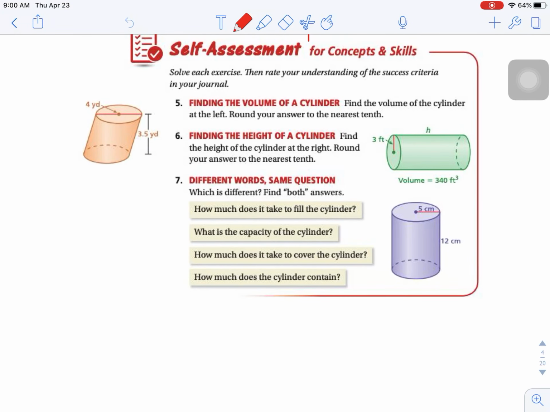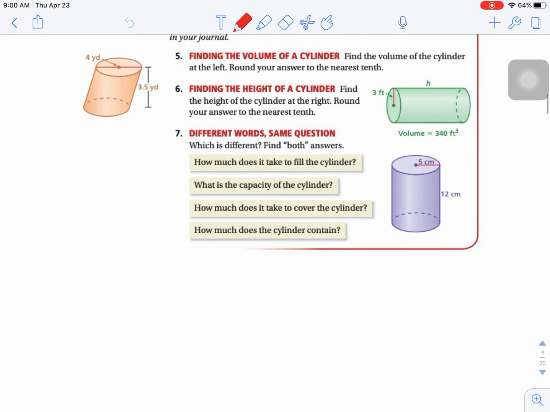Alright guys, today we are going to continue on with our 10.1 notes, looking at the self-assessment. Okay, so starting with number 5, it says find the volume of the cylinder at the left. Round your answer to the nearest tenth.